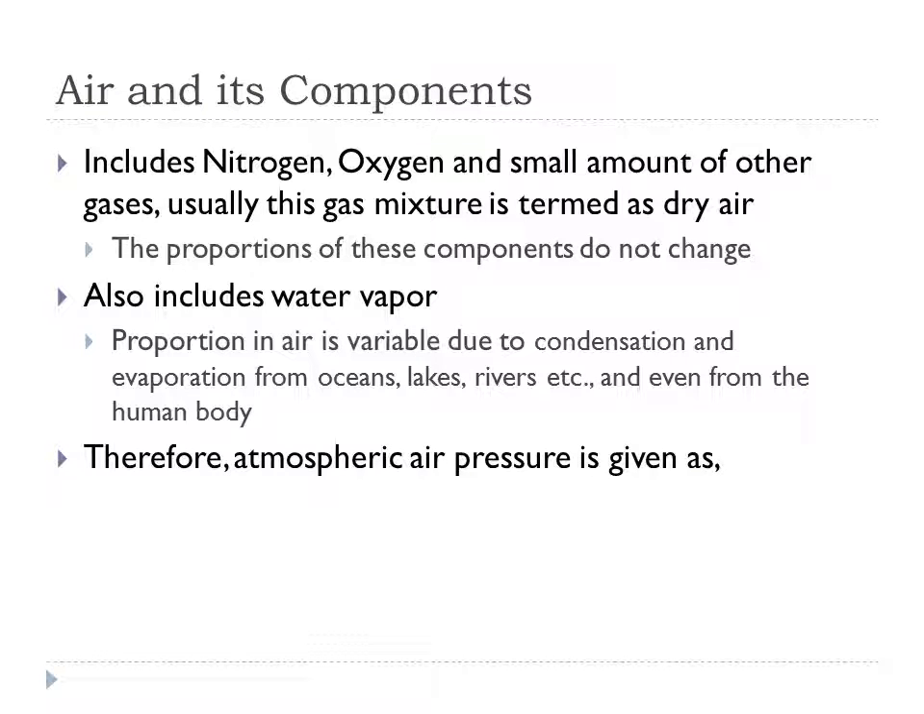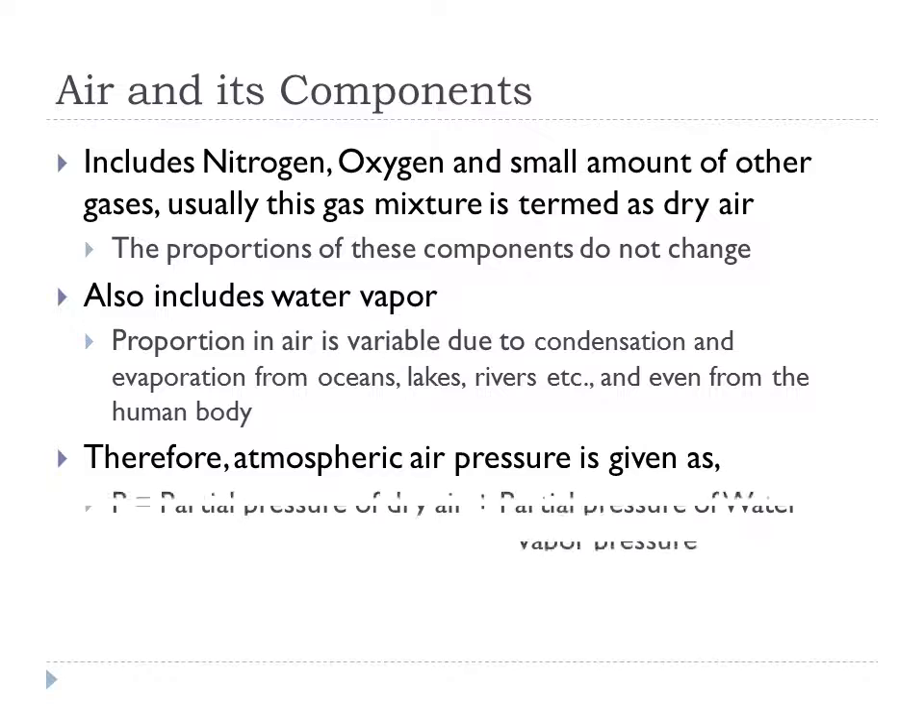Therefore, atmospheric air pressure can be given as P is equal to the partial pressure of dry air plus the partial pressure of water vapor. Or we can write it as P is equal to PA plus PV, where PA is the dry air partial pressure and PV is partial pressure of water vapor at the same temperature.